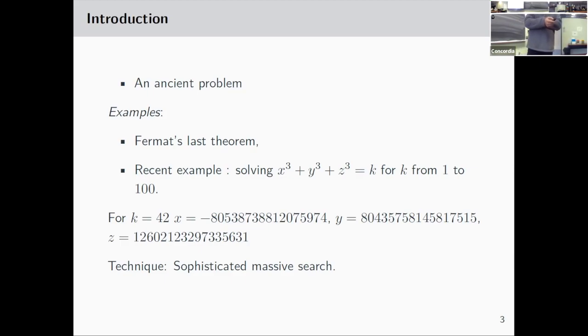The technique here is just a sophisticated massive search, so there's nothing deep about it. It's sophisticated in the sense that you don't just look in a big box, but you have some kind of a preconditioned way of looking for specific numbers.